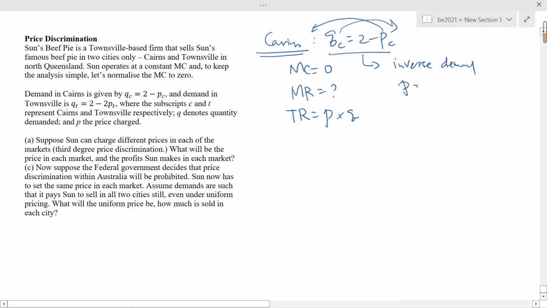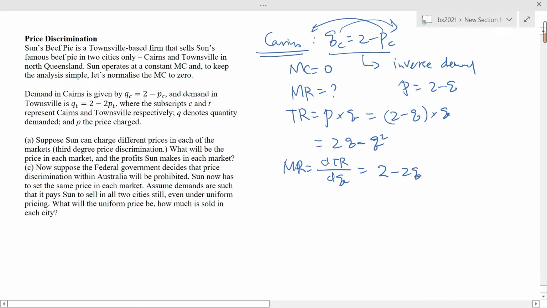Move this term to this side, this term to this side. We get P is equal to, I'm going to drop the subscript C, P equals 2 minus Q. So total revenue is 2 minus Q times Q, which is 2Q minus Q squared. Marginal revenue, differentiating total revenue with respect to quantity, is 2 minus 2Q. Equate this to MC, which is 0. This implies that 2Q is equal to 2, or Q is equal to 1.